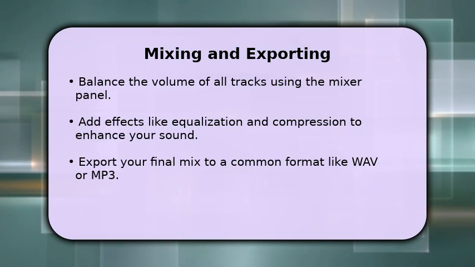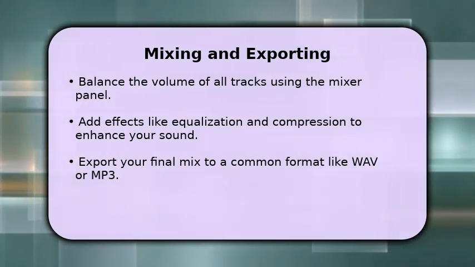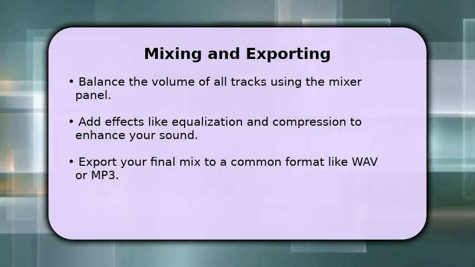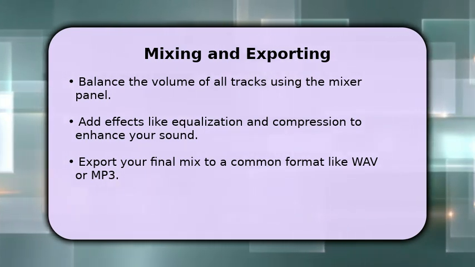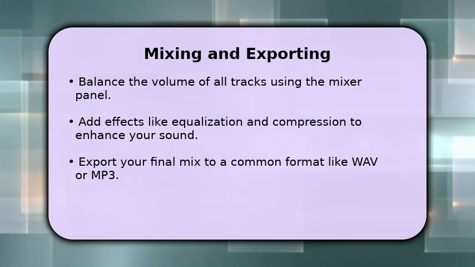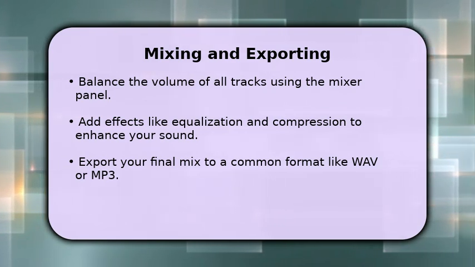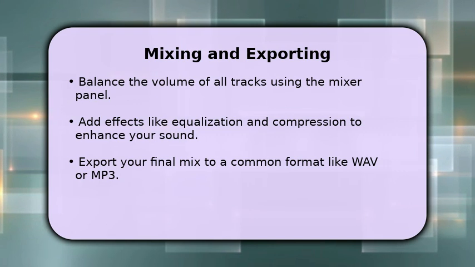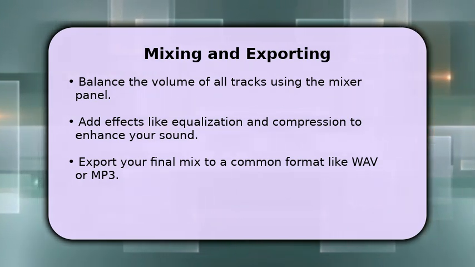Use the mixer panel to carefully balance the volume of all your tracks, ensuring no single element overpowers another. Enhance your sound further by adding effects such as equalization to shape frequencies or compression to control dynamics. Once satisfied, go to File, then Export, and choose a suitable format like WAV for high quality or MP3 for smaller file sizes, typically at 320 kilobits per second.